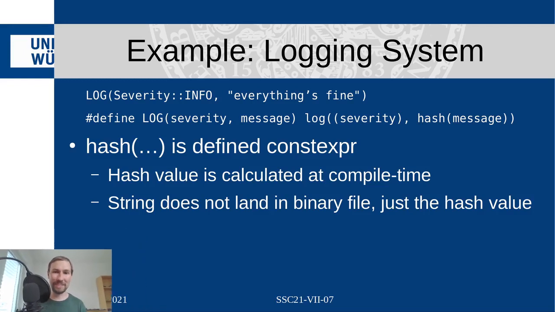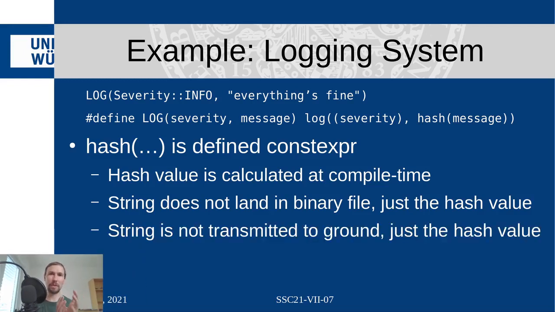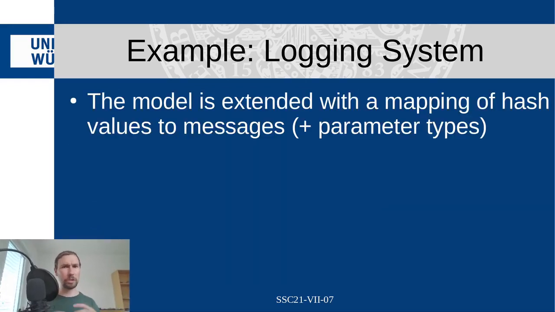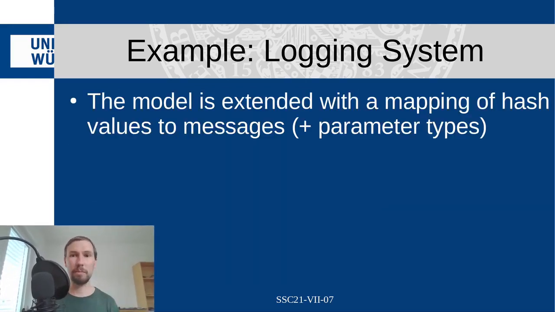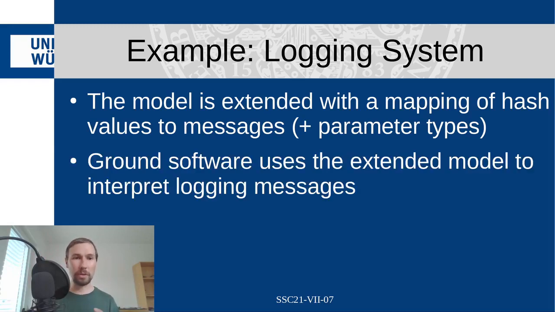And the same goes for transmitting the logging information to the ground. In order to remap from the hash value back to the string, we extract those information into the extended model. So we look in the code for the log messages, save the hash value, the log messages, and the parameter types into the extracted model. And this model is then used by the ground software in order to have the mapping available.